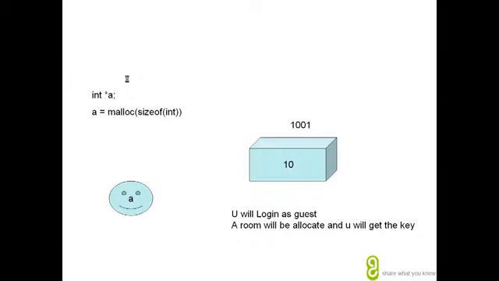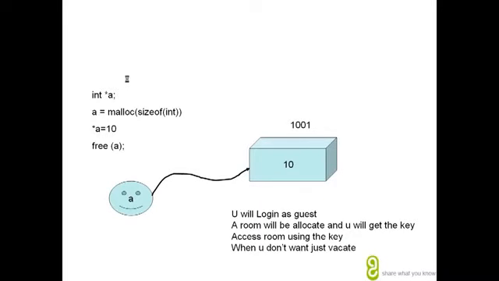Here I got a room: 1001 is the address and 10 is the value stored inside the variable. Generally you would store a equal to 10; here it is star a equal to 10. That's the only difference: wherever you use a, you have to use star a. And when you don't need it, you clear it, which is the reverse of malloc. You delete the memory with the free command, free of a. If you do free of a, your memory is released and you are just vacating your room.